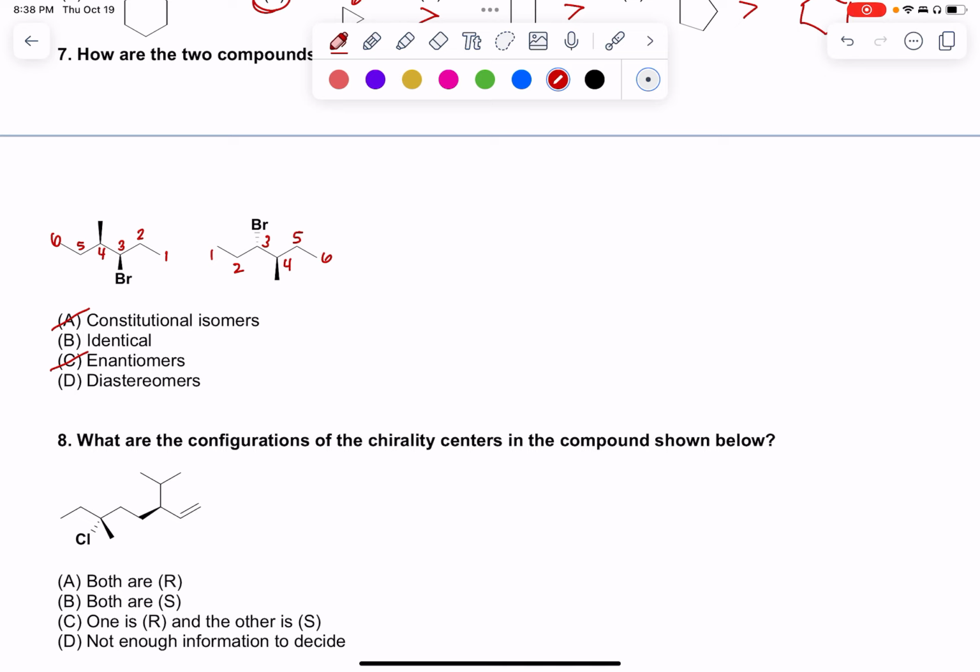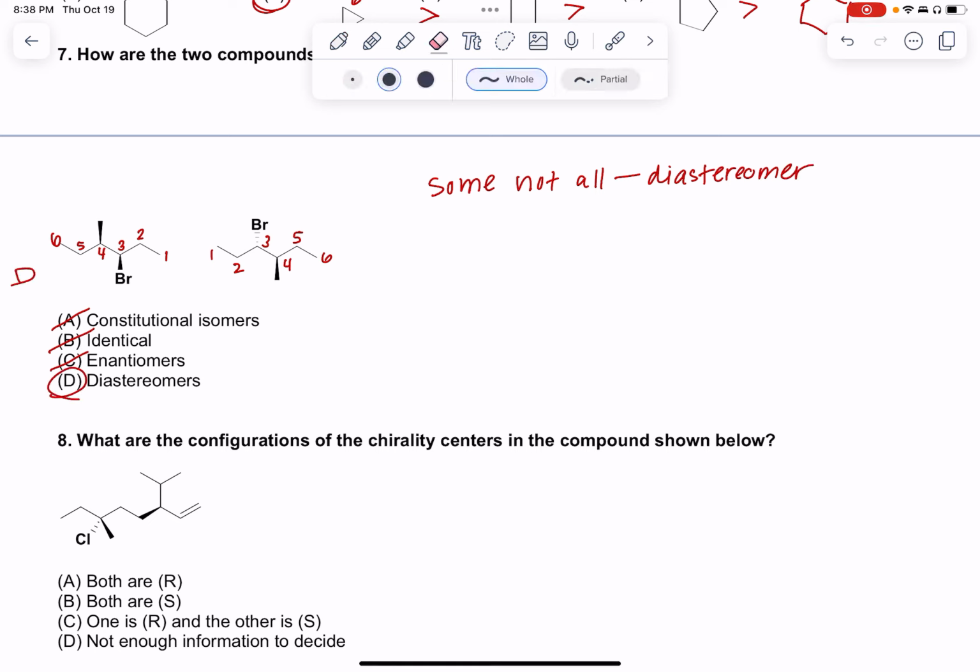It's not a constitutional isomer. They're not identical because one's now trans. And if we change some, but not all, that is a diastereomer. So I say it's D. It's because we changed some, but not all. I checked to make sure that they were in the same place, like on the same carbon, the substituents were, and they were. So I'm going to go with diastereomer because we've only changed this bromine from this bromine. The methyl stayed the same, and they're on the same carbons, so nothing else has changed.